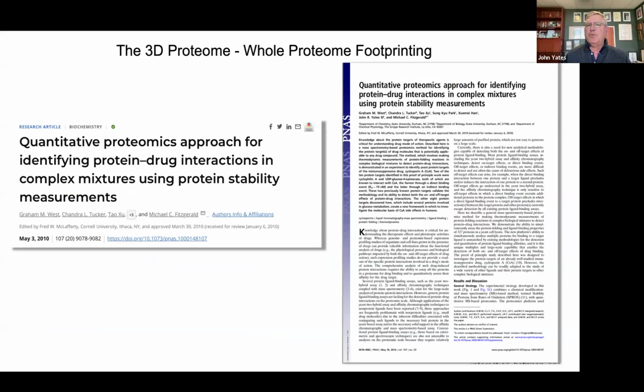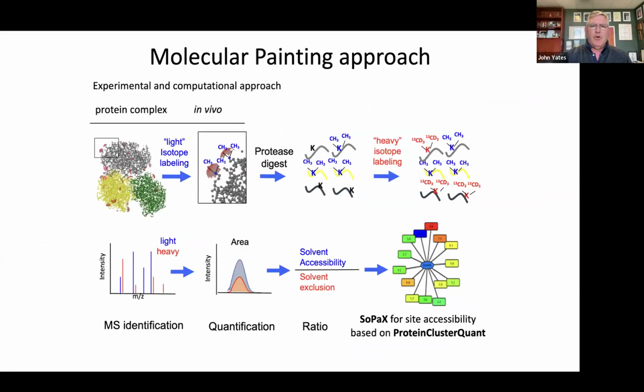I first became aware of these methods when Mike Fitzgerald came on sabbatical in my lab. What Mike wanted to do was take his Sprox method proteome wide, which he did while he was on sabbatical in my lab. He published a really nice paper, which I think was probably one of the first attempts to look at the in vivo 3D proteome. So we developed an alternative approach which incorporates quantitative analysis.